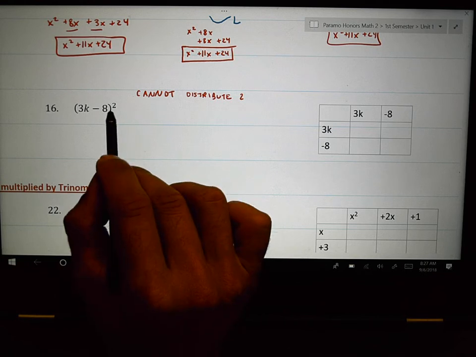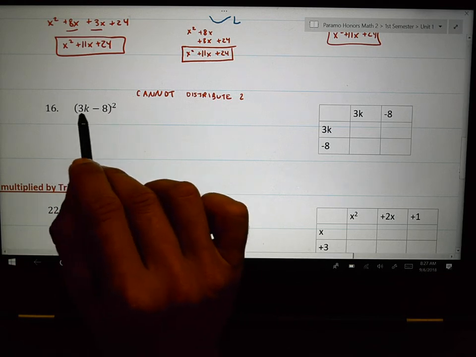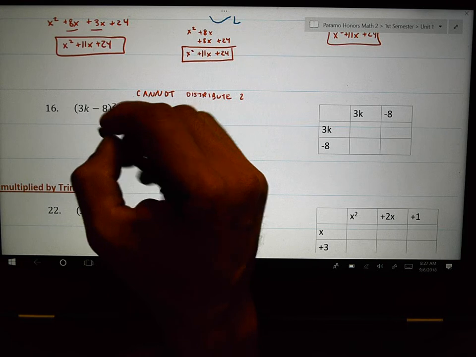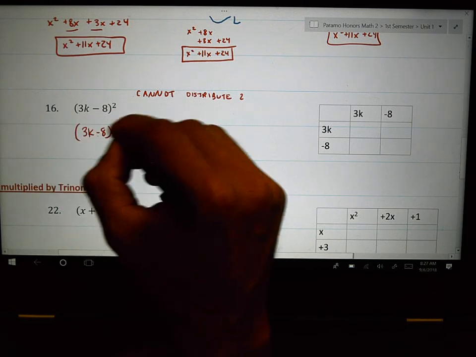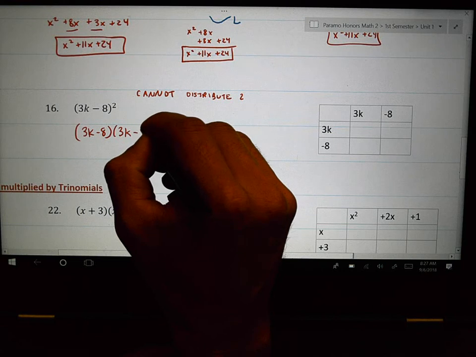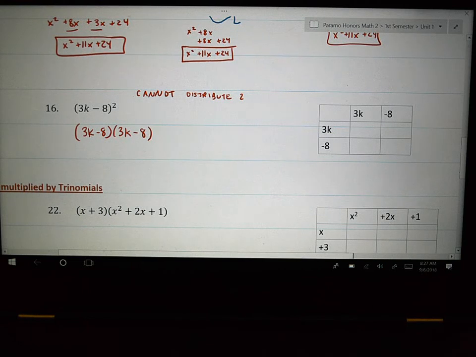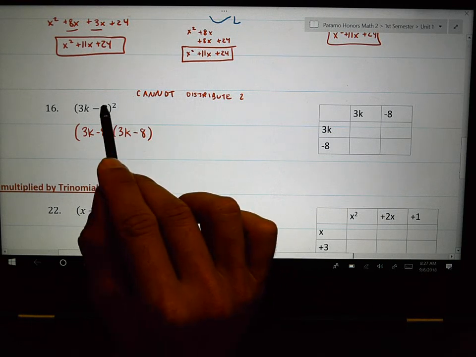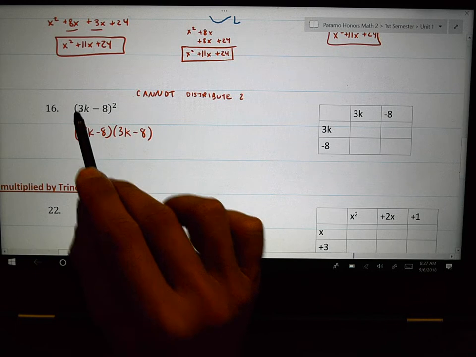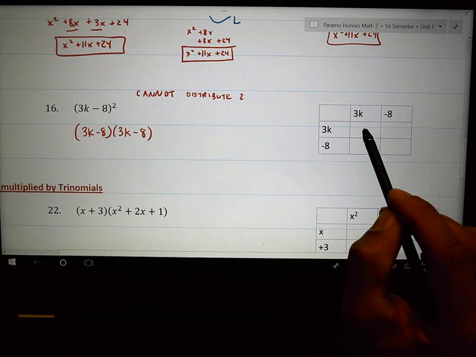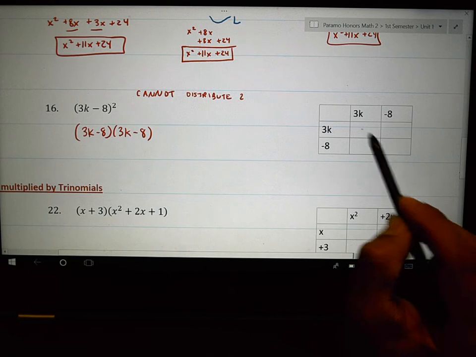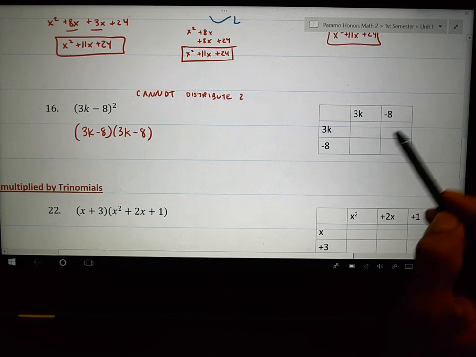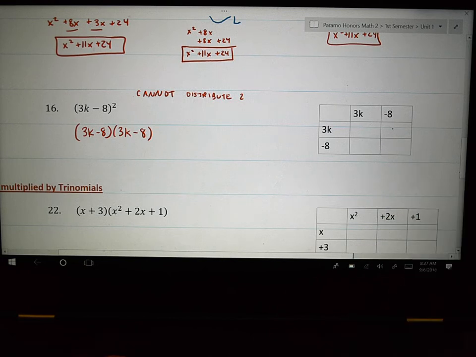This means that there are 2 factors of 3k minus 8. This means that we have a 3k minus 8 multiplied by another 3k minus 8. If you just square the 8 and you just square the 3k, then you're only going to get this corner and this corner of the area model. And you'd be missing these 2 corners, matter of fact.